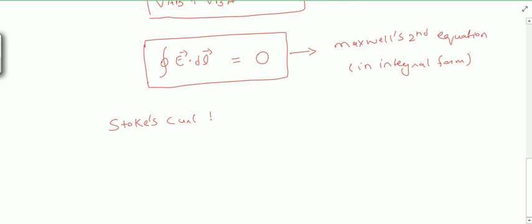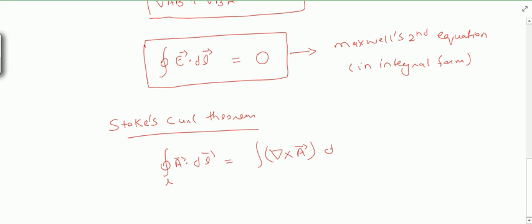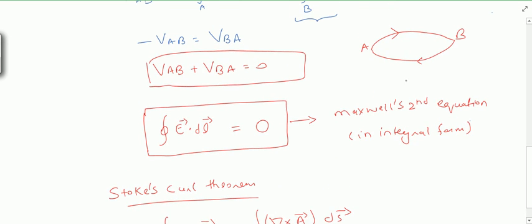Stokes curl theorem. So if I write, that says that the closed line circulation of a vector, their line integral, can be written as the curl of that vector over the surface that we are taking. This was the Stokes curl theorem, because the loop will make a surface. Here also you will see that this closed line is making this surface.